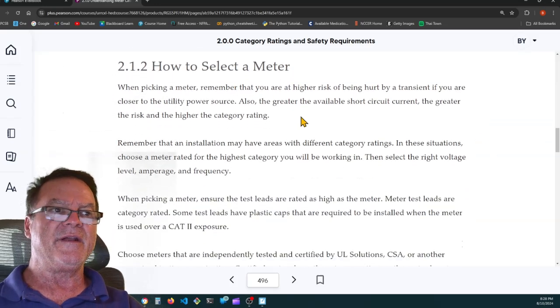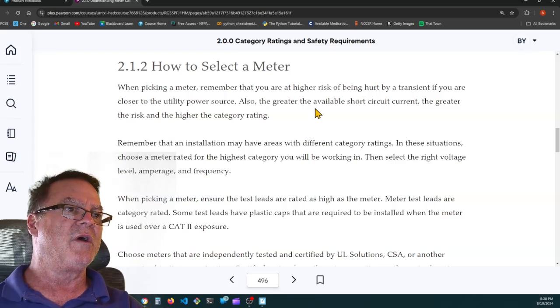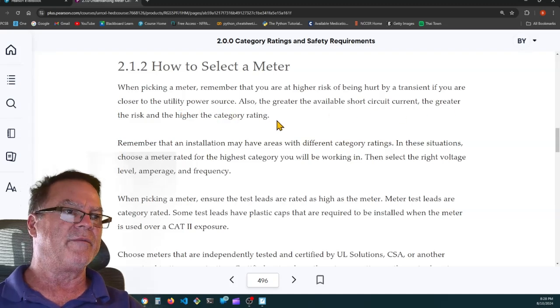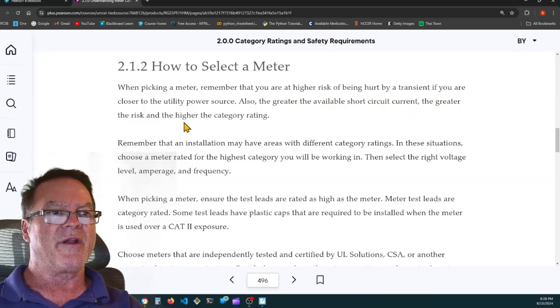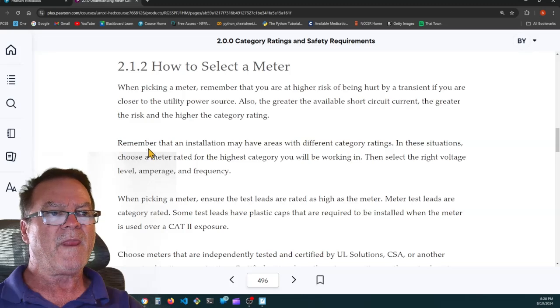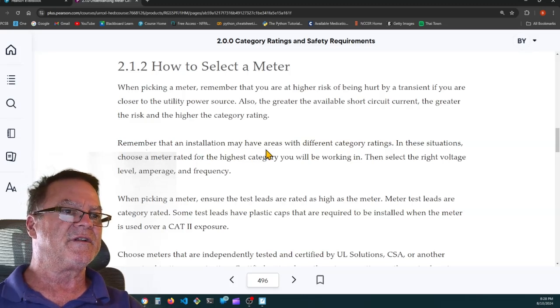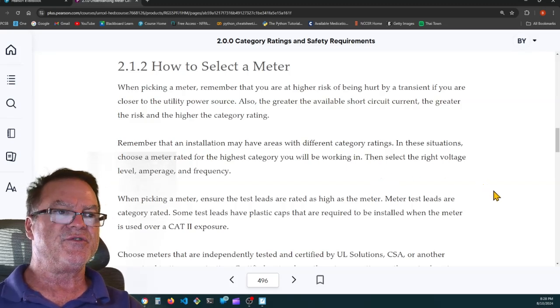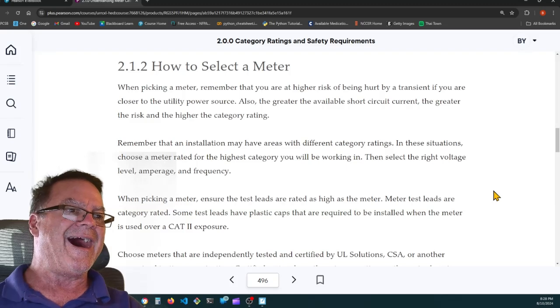2.1.2 How to select a meter. When picking a meter, remember that you are at risk of being hurt by a transient if you're closer to the utility power. Also, the greater the available short circuit current, the greater the risk and the higher the category rating. Remember that an installation may have areas with different category ratings. In these situations, choose a meter rated for the highest category you'll be working on.